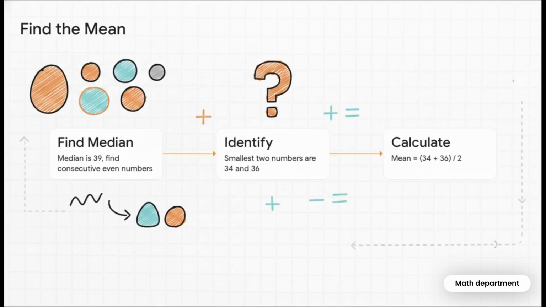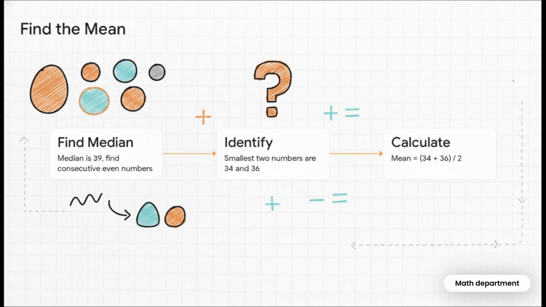Okay, let's apply this to a slightly trickier problem. This is a common exam question, folks, so pay close attention to how we write this out. The question asks, if the median of 6 consecutive even numbers is 39, find the arithmetic mean of the smallest two numbers. All right, first things first, let's uncover those hidden numbers. Since the median is 39 and we have an even number of items, that 39 sits directly between our third and fourth numbers. So let's count backwards and forwards.